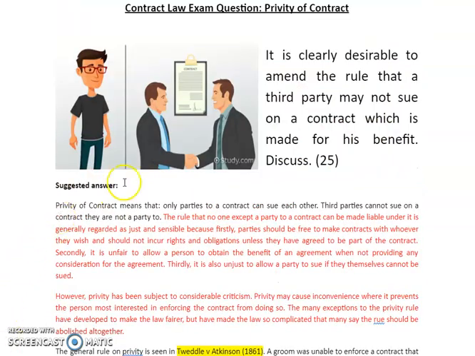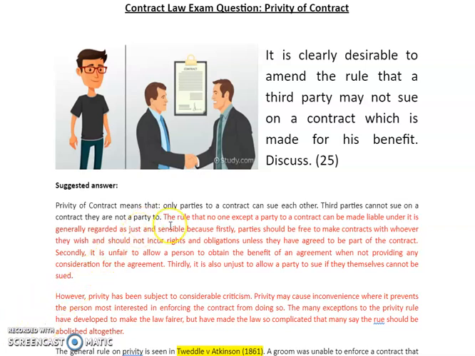It's nice to start your answer with a definition. So even though the question doesn't mention privity of contract, we've worked out that it's about privity because it mentions that there's this rule that a third party can't sue on a contract that they're not a party to. So we know it's privity, so we're going to start by defining privity of contract. So privity means only parties to a contract can sue each other. Third parties cannot sue on a contract they are not a party to.